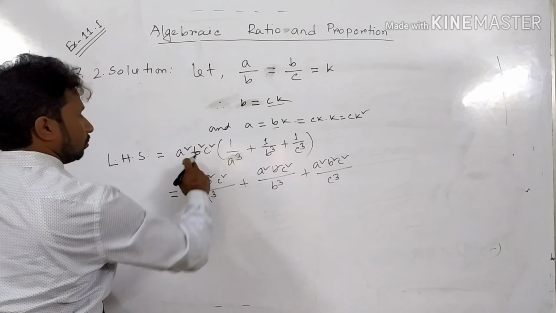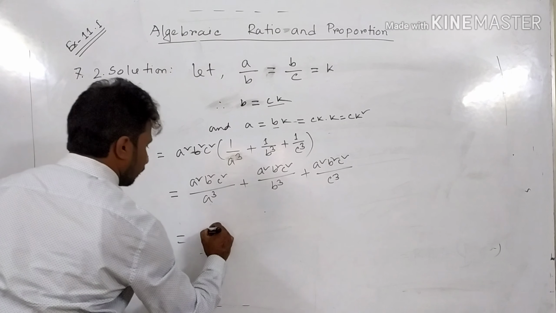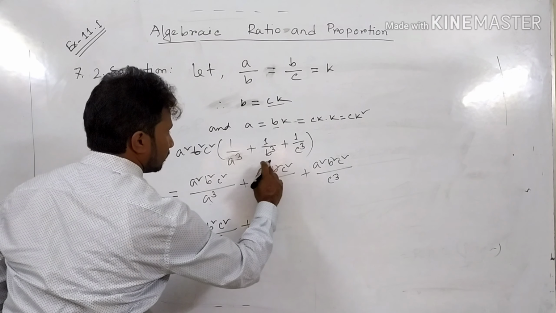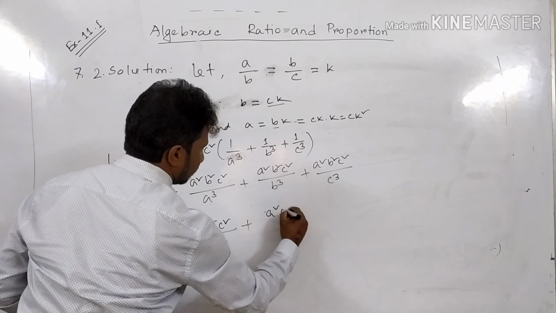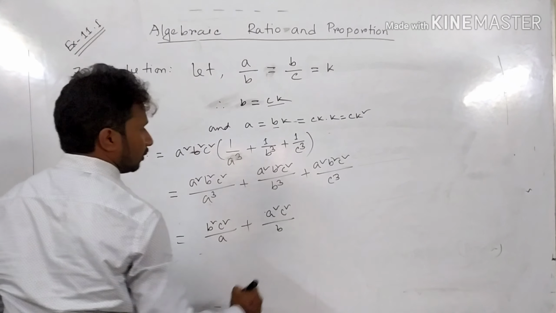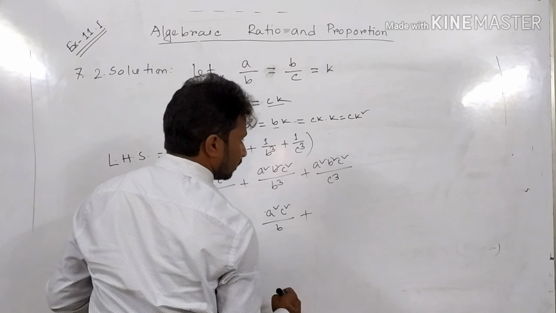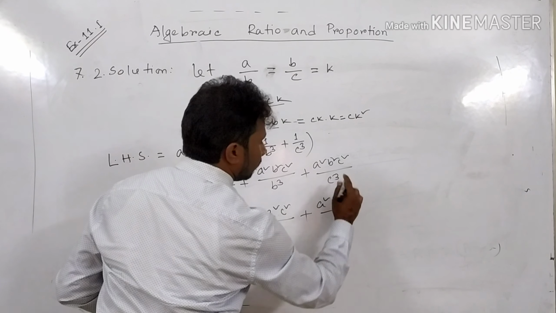Now multiply this. Okay, now reduce it. A square here a, so b square c square by a, plus here b square reduce, you will get a square c square by b, and here c square and c square reduce, you will get a square b square divided by c.